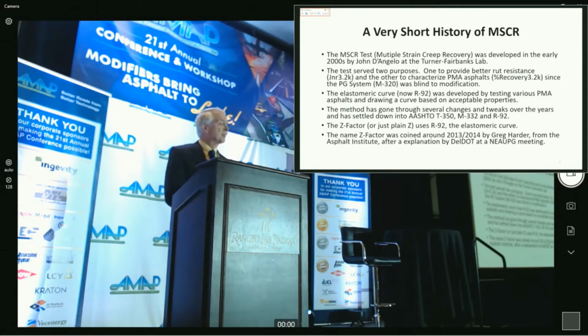The name Z factor was coined in 2014, give or take a year, by Greg Harder. I was at a meeting of the Northeast User Producer Group, and they were talking about the MSCR test. It was still early on. I said you can explain part of the problems you're having by looking at the distance from the elastomeric curve. Greg called that the Z factor, and he's been a champion of it ever since.